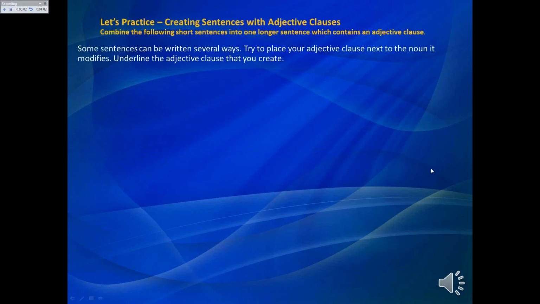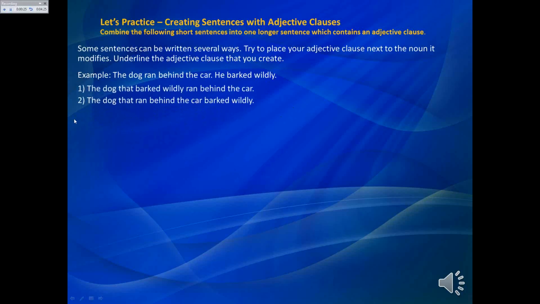Then we're going to move on, and we're going to see if we can create sentences that have adjective clauses, and we're going to do that from two smaller sentences. So we've got: the dog ran behind the car, he barked wildly. And I'm going to create one long sentence, but it's going to have an adjective clause in it. So I could say, the dog that barked wildly ran behind the car. Or I could say, the dog that ran behind the car barked wildly. So here's my adjective clause: that barked wildly.